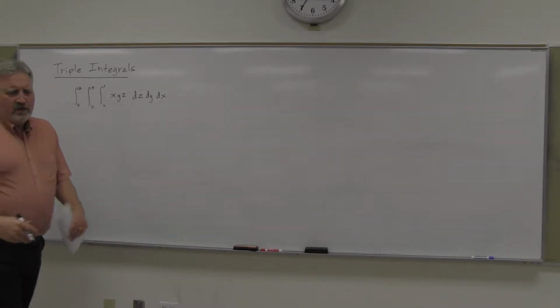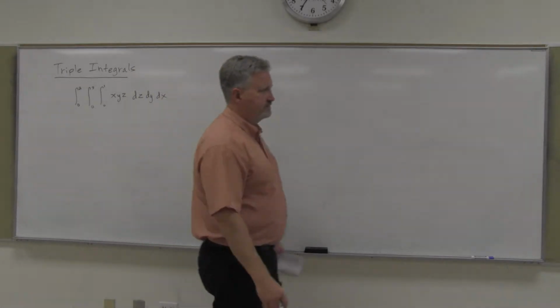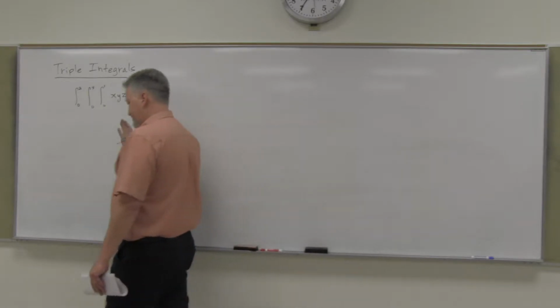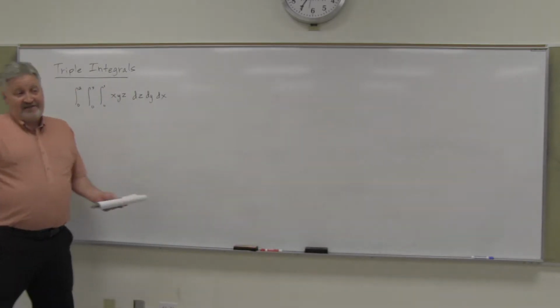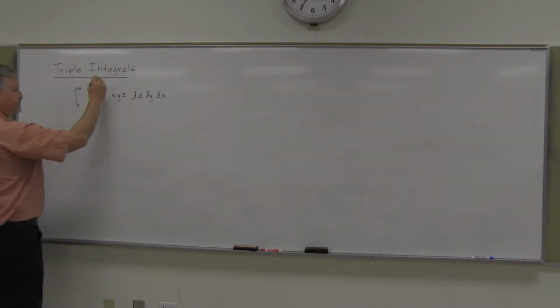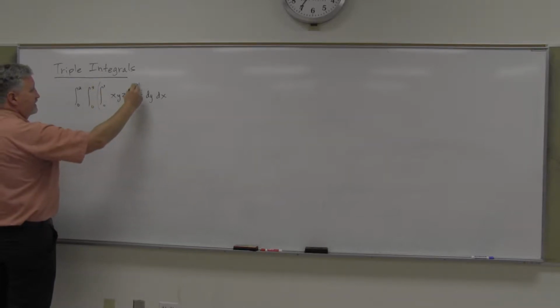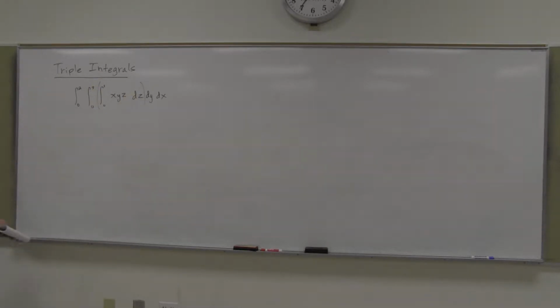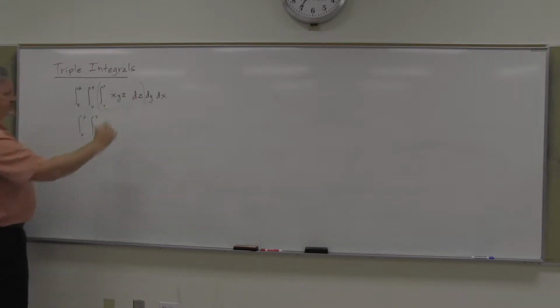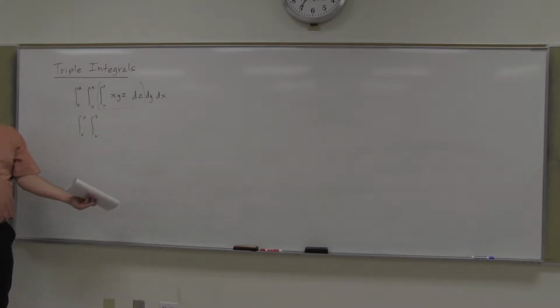Well, once you get it set up, like we have it here, and especially if the limits are just numbers, it's actually a fairly easy calculation. I mean, it's just kind of longer because you've got 3 integrals to go through, but much the same as with the double integrals. Do the innermost first, so we're going to integrate with respect to z first. So it'll be 0 to 2, 0 to 3. So I'm integrating this with respect to z, the x and the y held fixed.